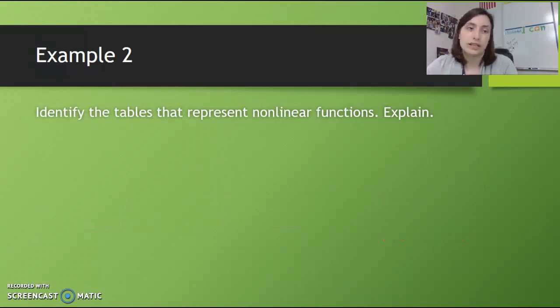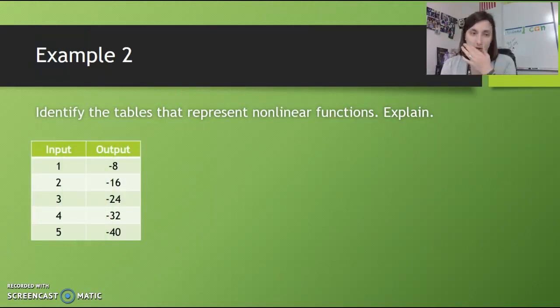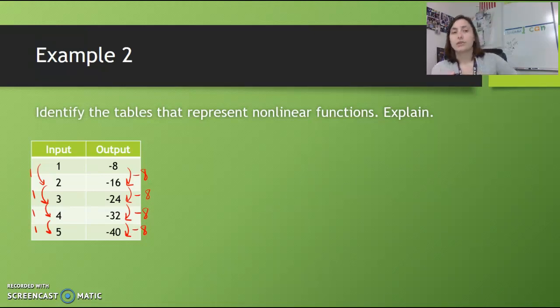So example 2. Identify the tables that represent nonlinear functions and explain. We're going to look at this first table. I'm going to look at my input, and I notice that we're increasing by 1. From 3 to 4 is a difference of 1, and from 4 to 5 is a difference of 1. So my input, my x values, are looking good. Now when I look at my output, from -8 to -16, we're decreasing by 8. From -16 to -24, we're decreasing by another 8. -24 to -32, decreasing by another 8, and -32 to -40, decreasing by another 8.